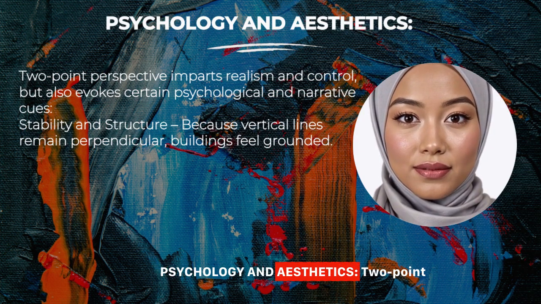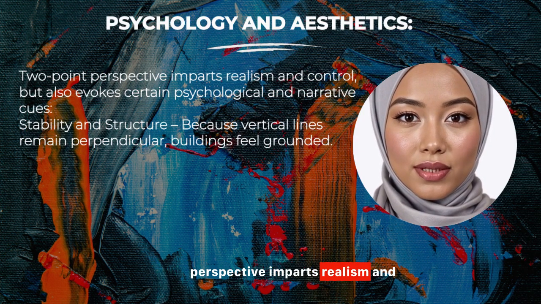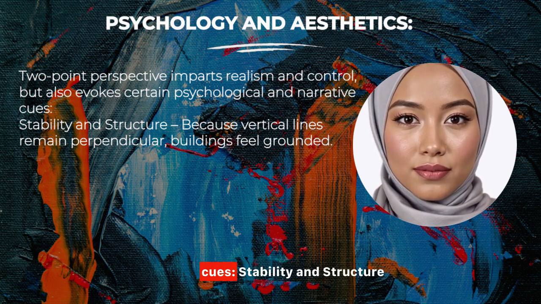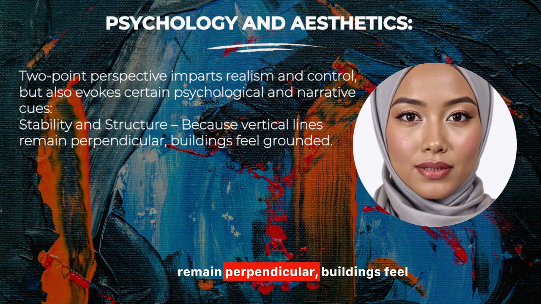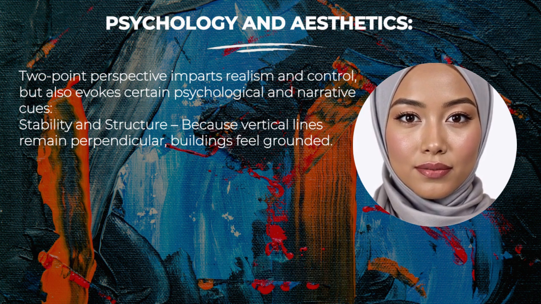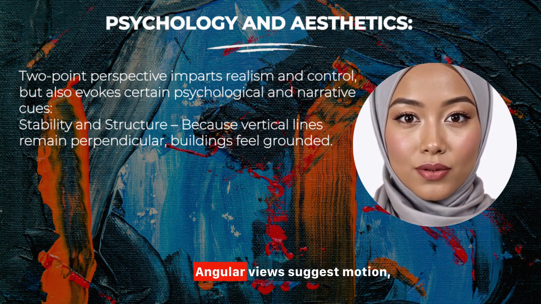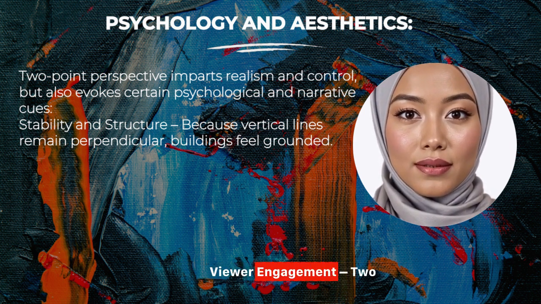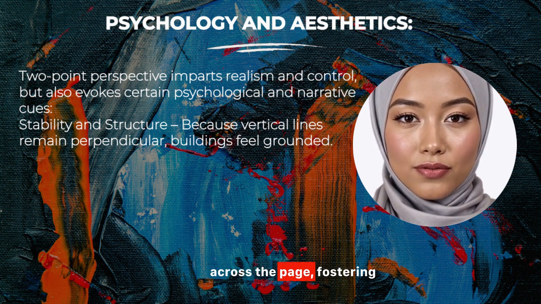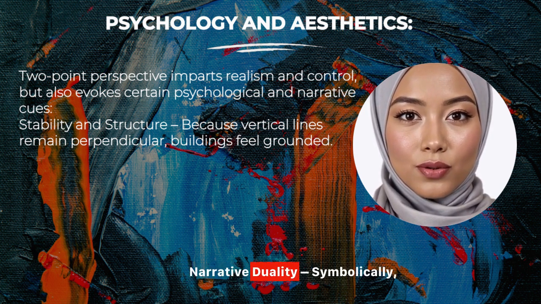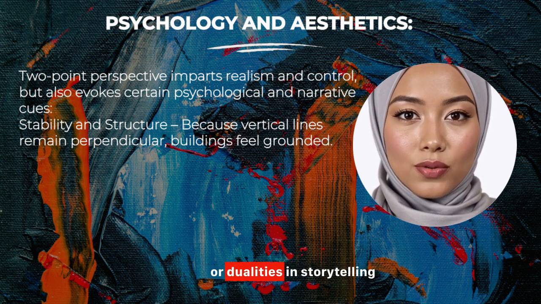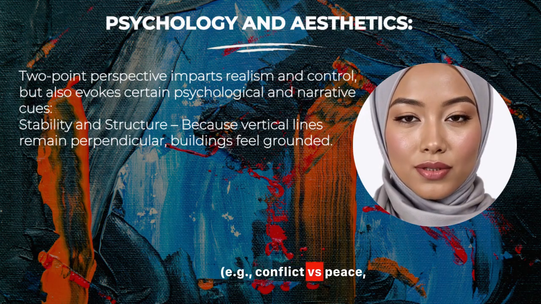Psychology and aesthetics. Two-point perspective imparts realism and control, but also evokes certain psychological and narrative cues. Stability and structure. Because vertical lines remain perpendicular, buildings feel grounded. Complexity and energy. Angular views suggest motion, asymmetry, and dynamic presence. Viewer engagement. Two angles direct the eye across the page, fostering exploration. Narrative duality. Symbolically, the two vanishing points may represent contrasting paths or dualities in storytelling, e.g., conflict versus peace, interior versus exterior.